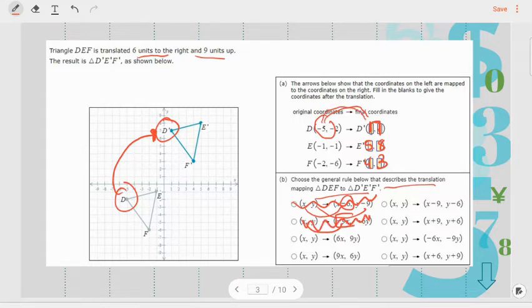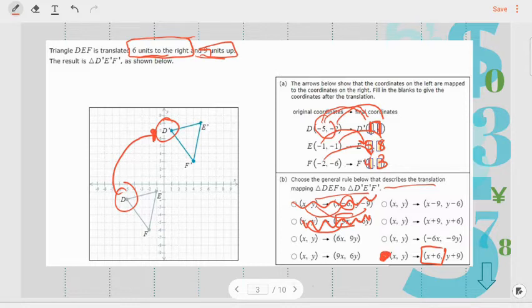To go from -5 to 1, it's adding 6. To go from -1 to 5, it's adding 6. To go from -2 to 4, it's adding 6. And we can see right here where it says 6 units to the right. Well, that makes sense. When we move something to the right, it gets bigger by 6. So this last option says the X value is adding 6, and it says 9 units up. If you look at the Y values, -2 to 7 is up 9, -1 to 8 is up 9, and so on. That last one's my correct option.